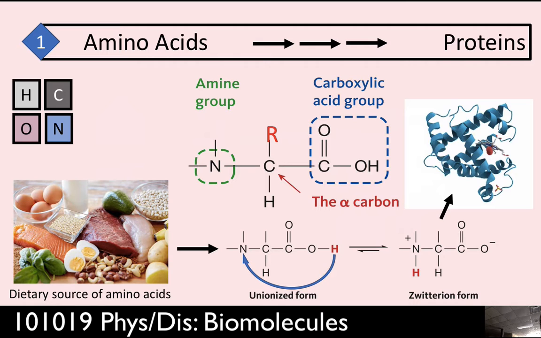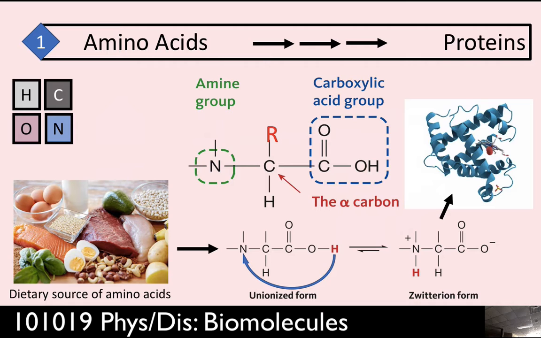And so now I can take one of these and link it up to the next. This carboxylate can attach to the amino group of another amino acid, and you can build these long chains of them. That's what makes peptides and eventually proteins. That's called the peptide bond.